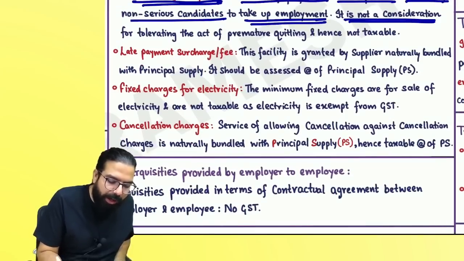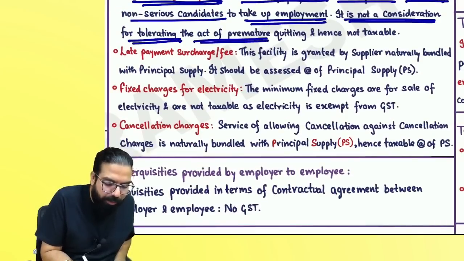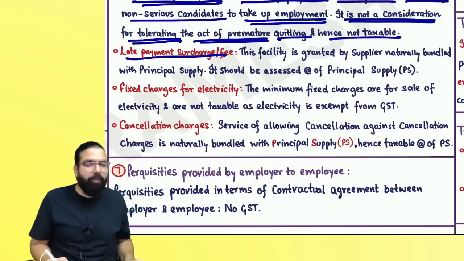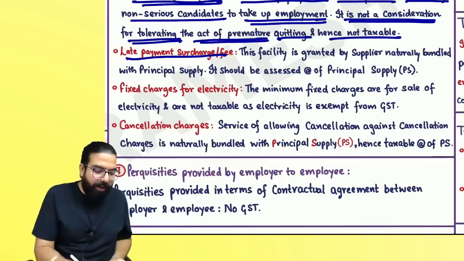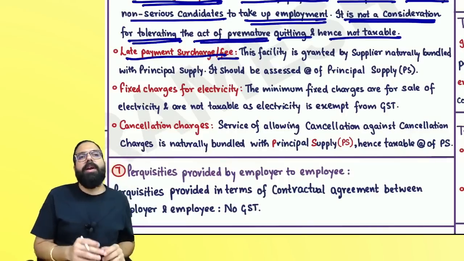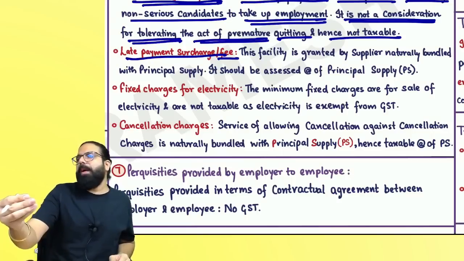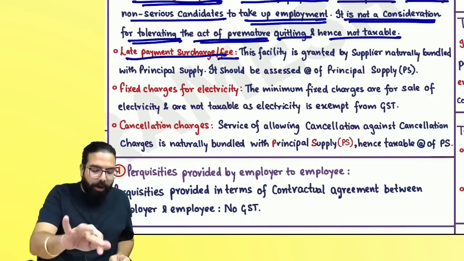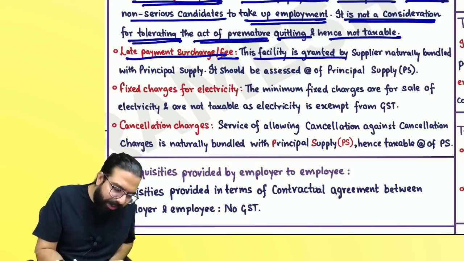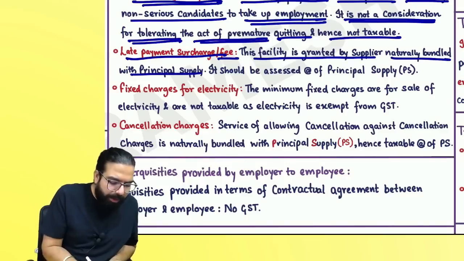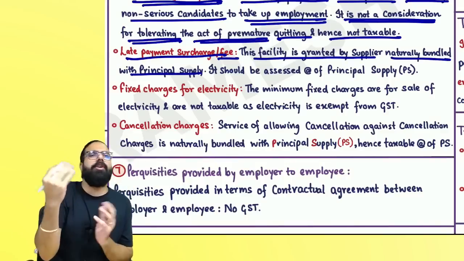It is not a consideration for tolerating the act of premature quitting and hence not taxable. The next one is late payment or surcharge, or fees. If you make the payment of an electricity bill late, or maybe a telephone bill late, what the government clarified is that this facility is granted by the supplier, and these are naturally bundled supplies with the principal supply, and it will be taxed at the rate of the principal supply.